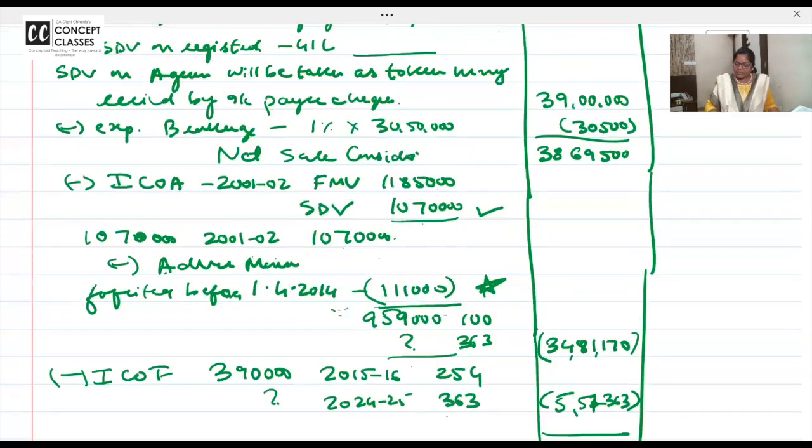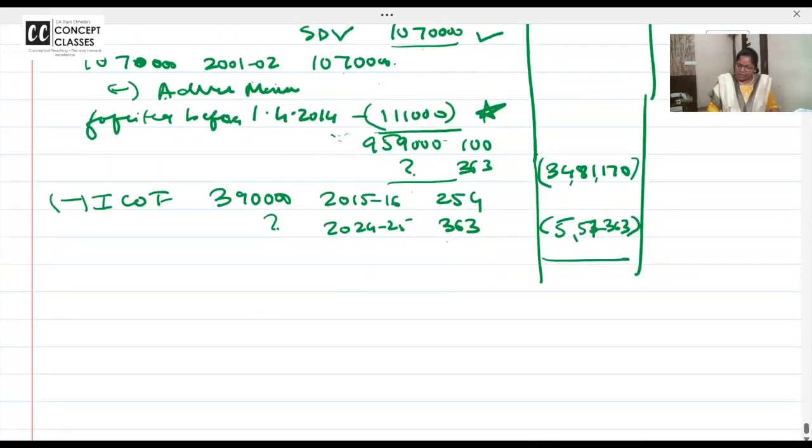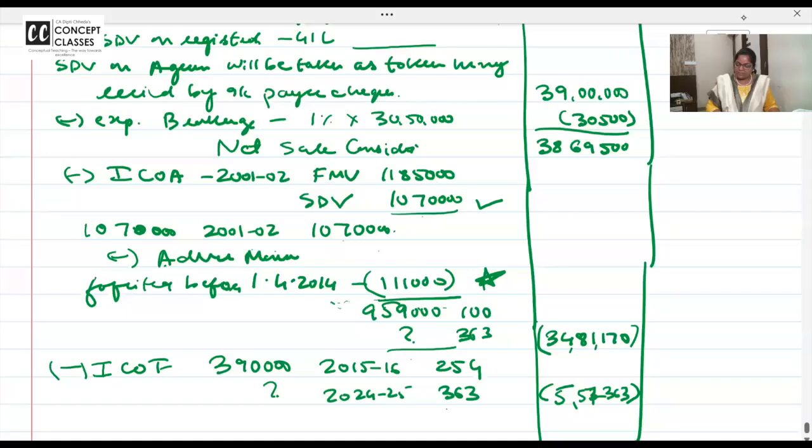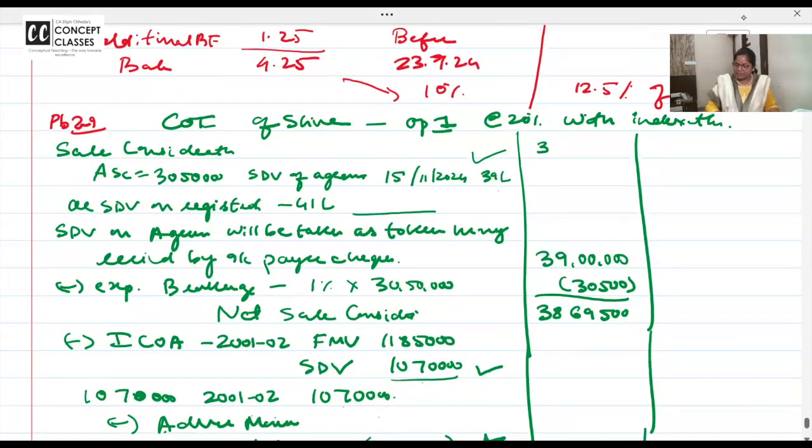So reduce the cost of acquisition and the index cost and you will get long-term capital gain. This is one option. You can take long-term capital gain at the rate of 20% with indexation. I think I wrote it in the top. Option 1, 20% with indexation we are doing. So now calculate.